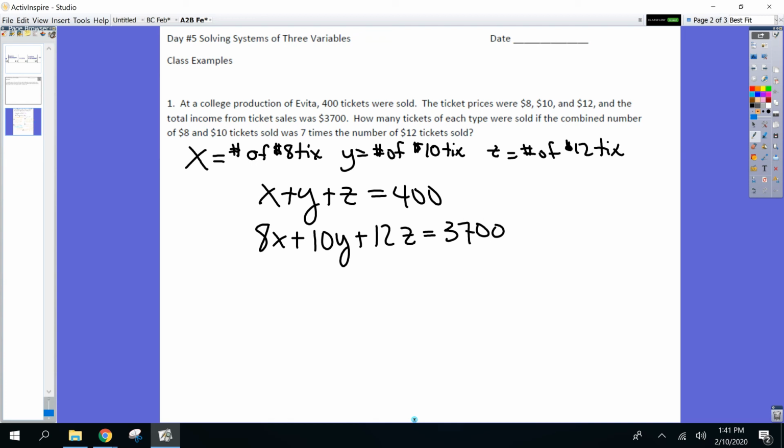Okay, everyone ready? We'll do this one slow together. How many tickets of each type were sold if the combined number of $8 and $10? Combine the 8 and the 10. x plus y. The number of tickets sold was 7 times the number of $12 tickets. So equal to 7z. Remember what we recommended at the last problem? Making sure x, y, and z are on the same side. When you do that, what is it going to be equal to now? 0. It's got to be equal to something, and since there's nothing over there, it's going to be equal to 0.